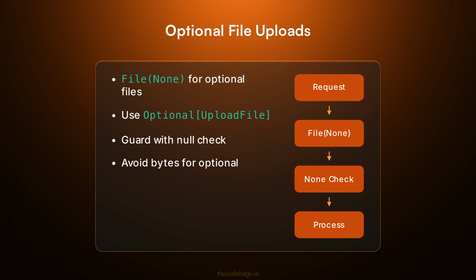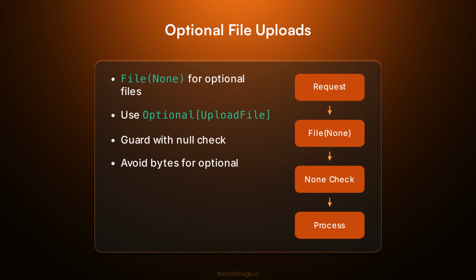Newcomers assume File means mandatory, but you can make a file optional by using File(None). The idiomatic pattern is file: UploadFile = File(None). Always check if file is not None before accessing any attributes to avoid runtime errors.